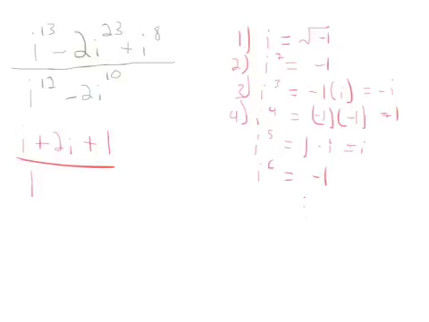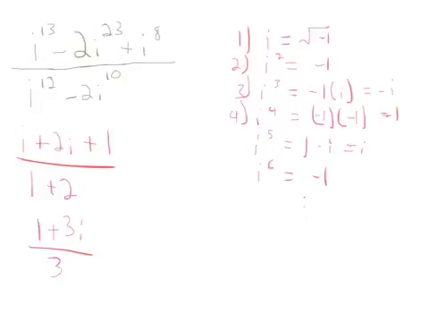i to the 10th, if I divide 10 by 4, I get a remainder of 2. So it's going to correspond with the negative 1. So negative 2 times negative 1 will give me a positive 2. So when I simplify all of this, on the top, I'm going to get 1 plus 3i. And on the bottom, I'm going to get 1 plus 2, which is 3.